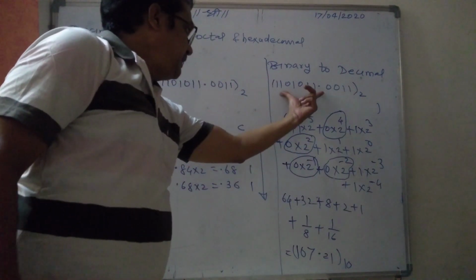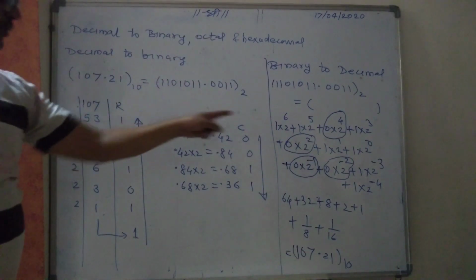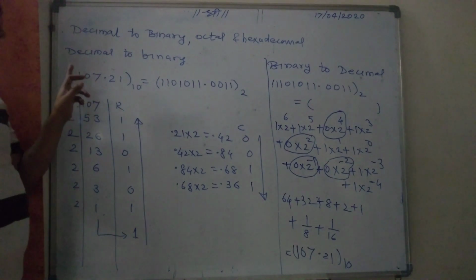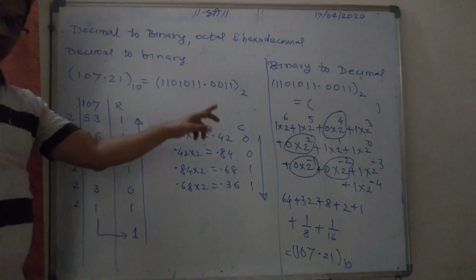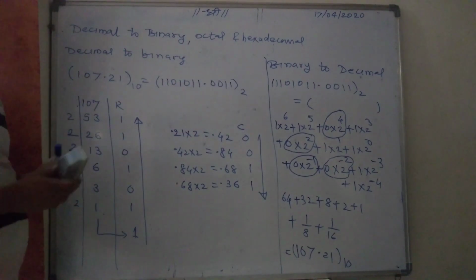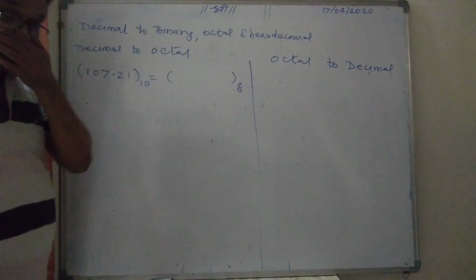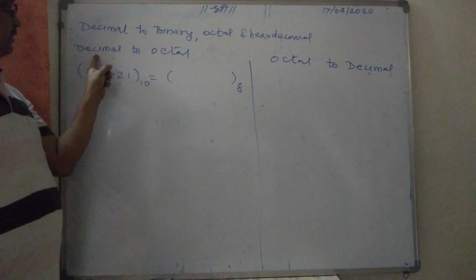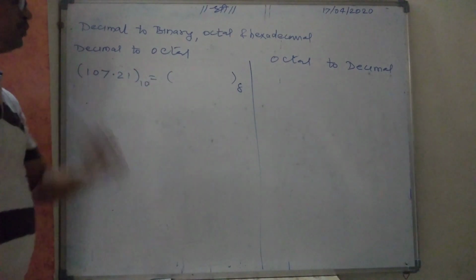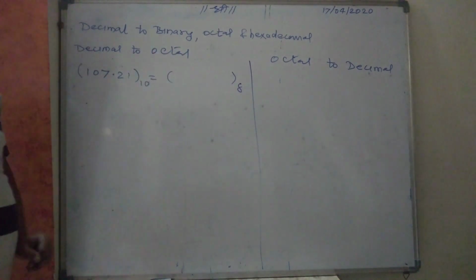Binary into decimal, decimal into binary, same number. Okay, now I will convert this number into octal and then octal to decimal. Now decimal to octal and octal to decimal. In the previous case we converted it into binary, so we used division by 2 and multiplication by 2. Here it will be division by 8 and multiplication by 8.